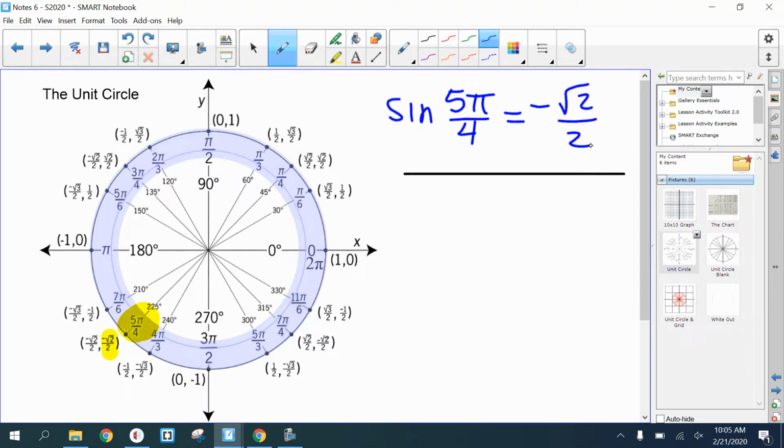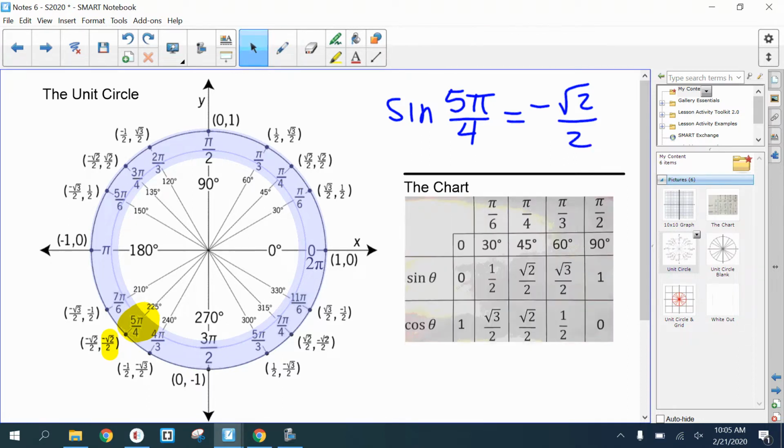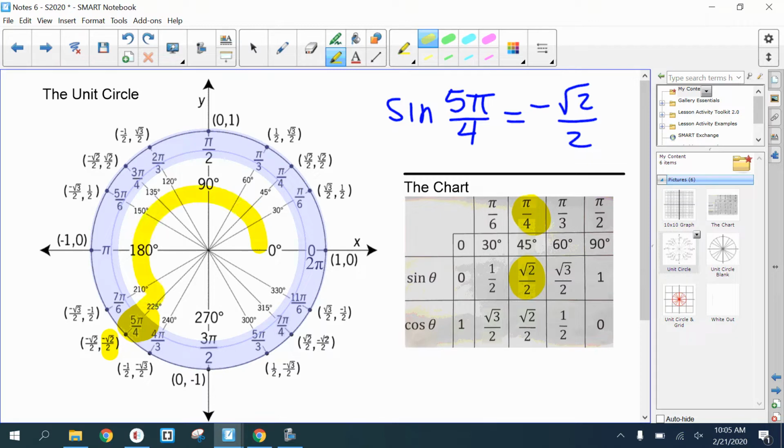Okay? Now, I prefer the chart, and we can do the same thing with the chart, but the problem with the chart is you have to think a little bit about where it is. So if I was going to do the same problem with the chart, I would know that this is a pi over 4 reference angle, and so I would have square root of 2 over 2, but then you have to think about where 5 pi over 4 puts us. And since it puts us in the third quadrant, you have to say, oh yeah, well sine's negative, and that's how you get that negative result. Okay?